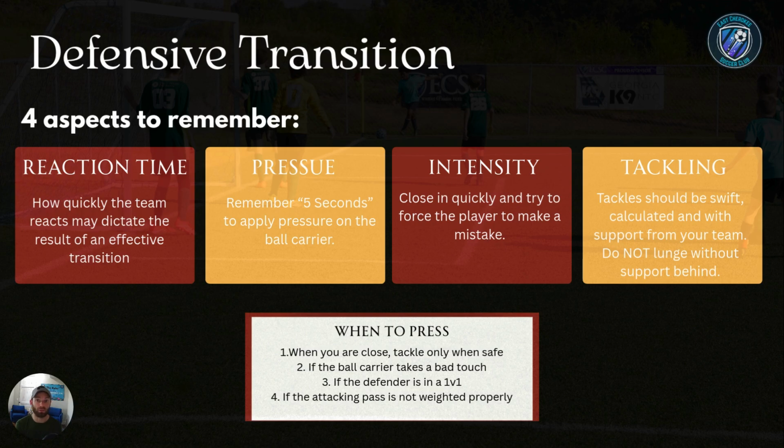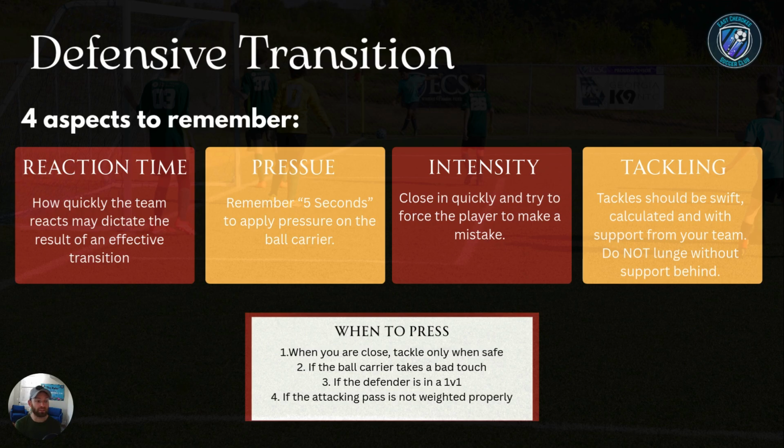Lunging should never be an option unless you're kind of desperate and you have really no choice but to win the ball. Let's talk about when to press. So when you're close, tackle only when it's safe and you have the support behind you. If the ball carrier takes a bad touch, maybe they're trying to transition too fast and the ball got away from them a little bit, the idea here is let's try and maintain possession and get the ball back, or let's just put the ball out of play and allow our team to regroup and slow down the transition.